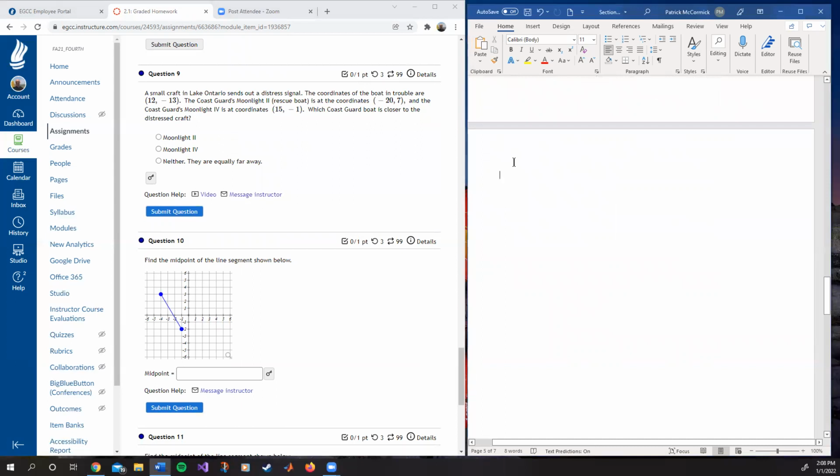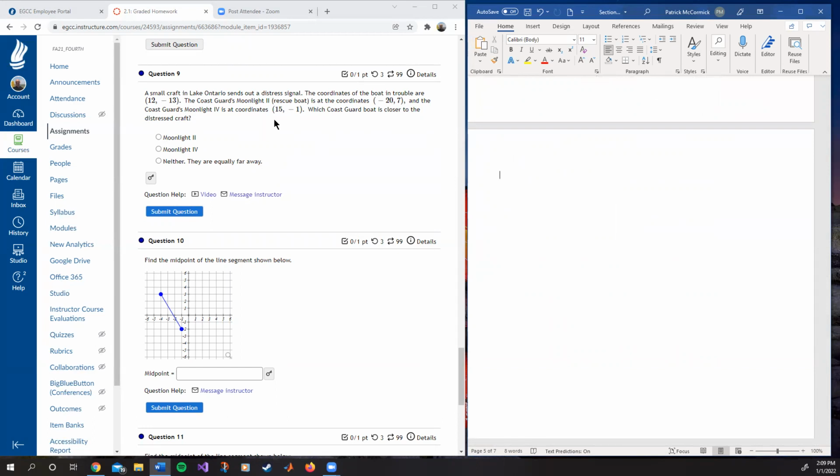So it says, small craft in Lake Ontario sends out a distress signal. Coordinates of the boat in trouble are 12, negative 13. So this is based on a standard XY coordinate system. The Coast Guard's Moonlight 2 rescue boat is at the following coordinates, negative 20, 7. And the other boat is at coordinate 15, negative 1.